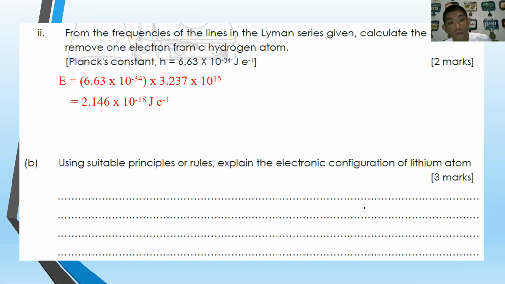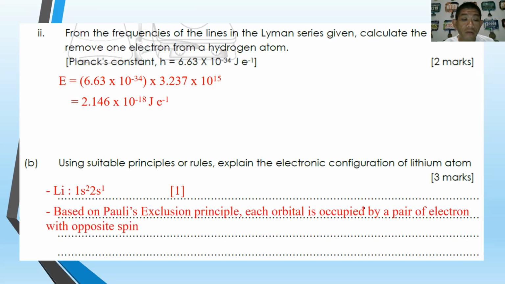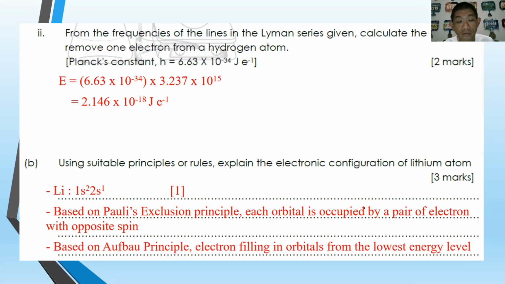Okay, number 3, using suitable principles or rules, explain the configuration of a lithium atom. So lithium atom is 1s2, 2s1. Therefore, based on the Pauli exclusion principle, each orbital is occupied by a pair of electrons with opposite spin. And last but not least, you can explain based on the Aufbau principle. The Aufbau principle is that electrons fill orbitals from the lowest energy level. So in the definition of the Aufbau principle, this keyword is very important: lowest energy level. Okay, so with that, that is for question number 7.